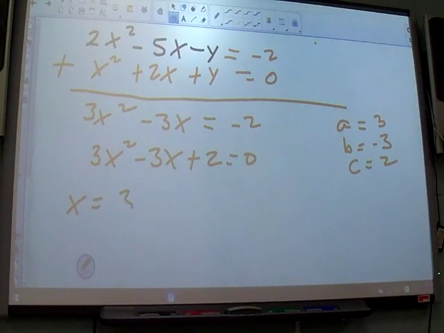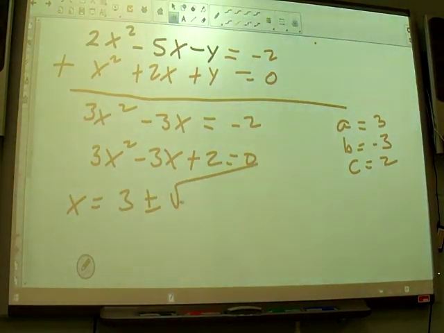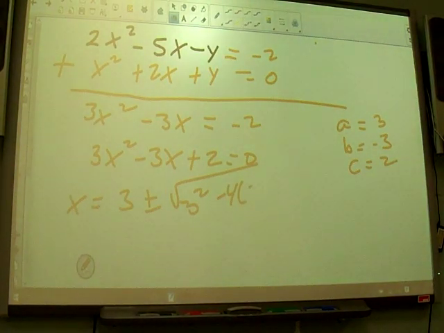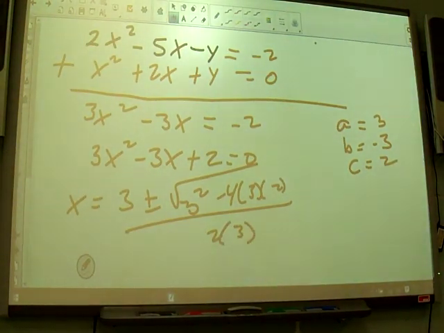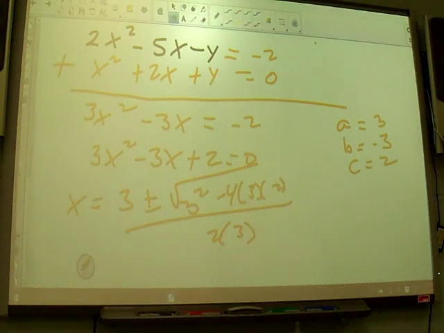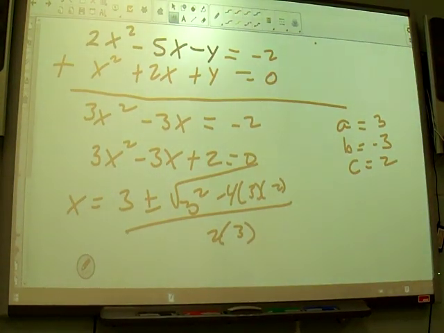X equals negative B plus or minus the square root of B squared minus 4AC all over 2A. I can get that part every time. You're just going to make yourself sing it 5 times and then you'll have it. Just memorize it without singing it.